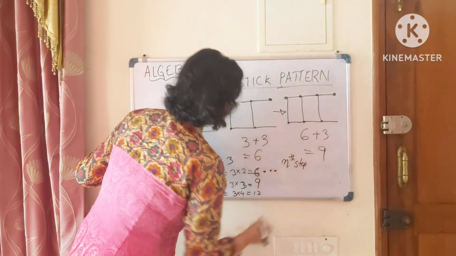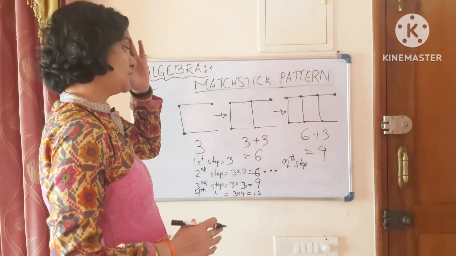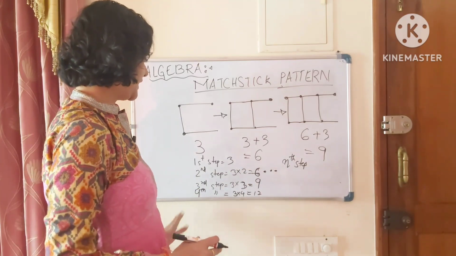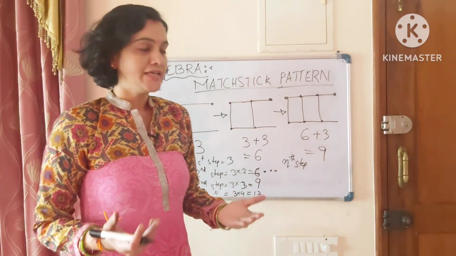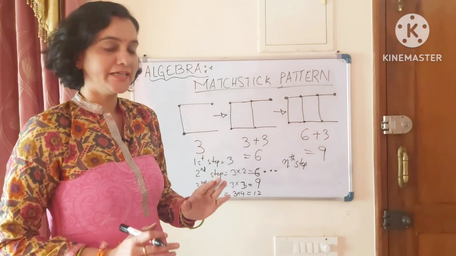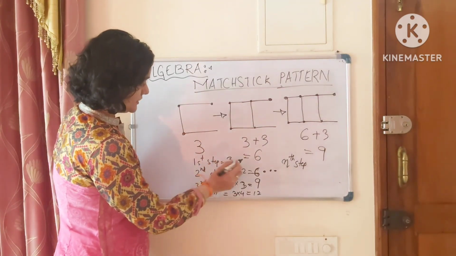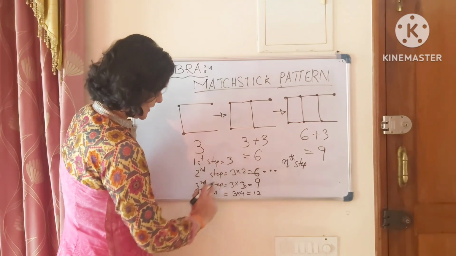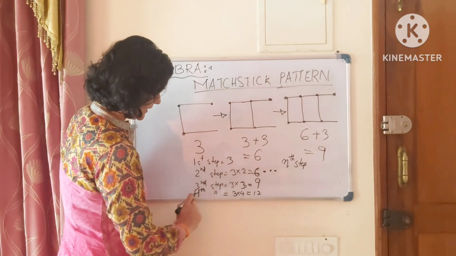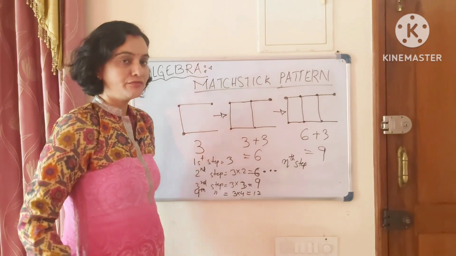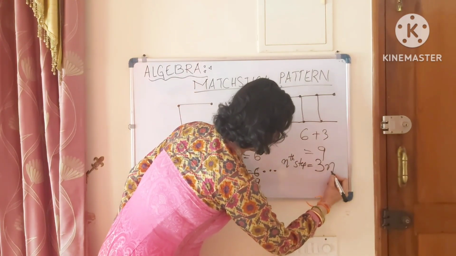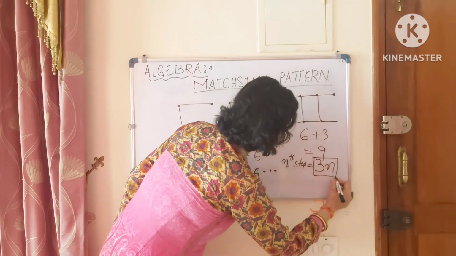Nth step. Now I don't know until what step I want to continue, but I know the pattern now. How many sticks are getting added? Each time 3 sticks are getting added. First step only 3. For the second step, 3 into 2, 6. For the third step, 3 into 3, 9. For the fourth step, 3 into 4, 12. So for the nth step, it will be 3n. 3n matchsticks will be required.